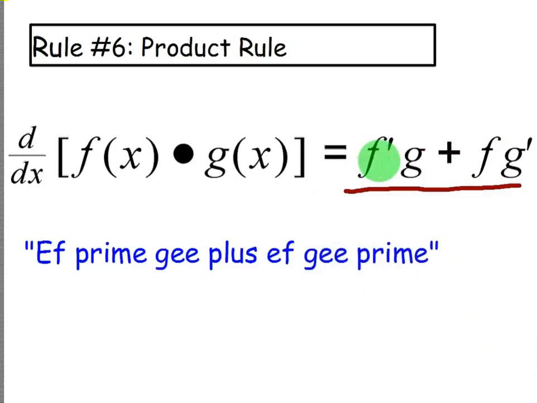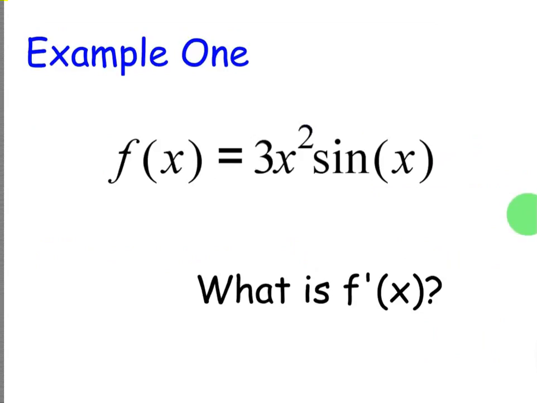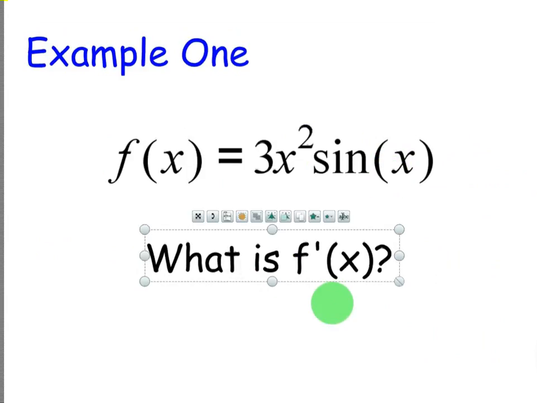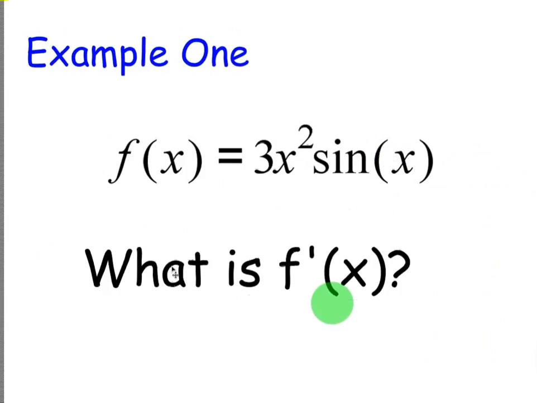Okay, so now that we've learned the product rule of two separate functions being multiplied, meaning the derivative is f prime g plus f g prime, let's go ahead and apply that. Here's our first example. We have f of x equals 3x squared, and there is no multiplication sign in there, but we know it's being multiplied. So it's 3x squared times sine of x. The question is, what is f prime of x? In other words, what is the derivative?